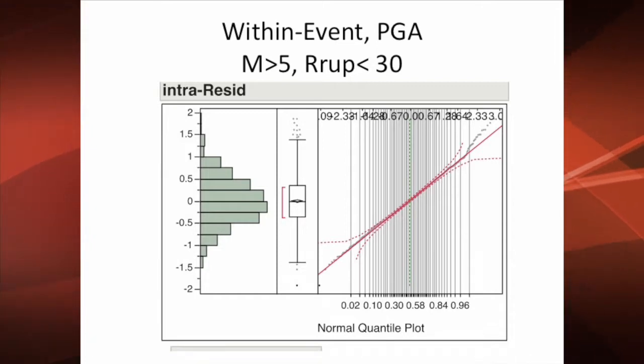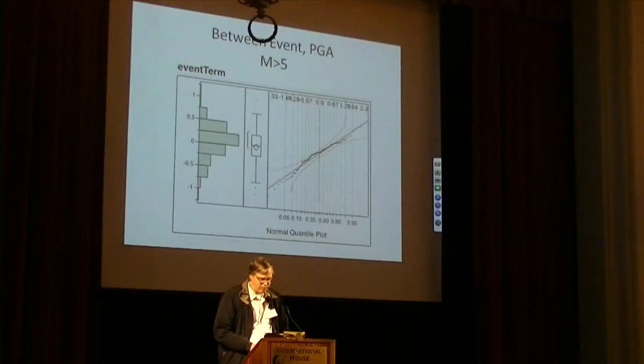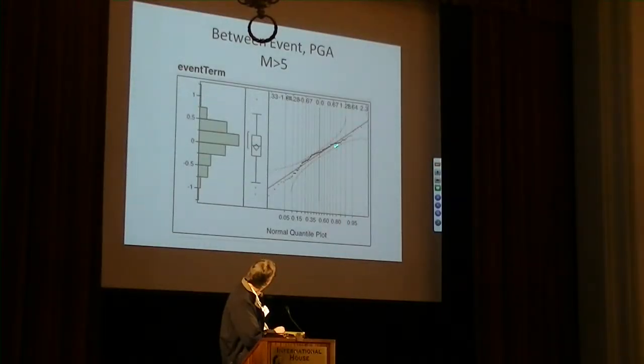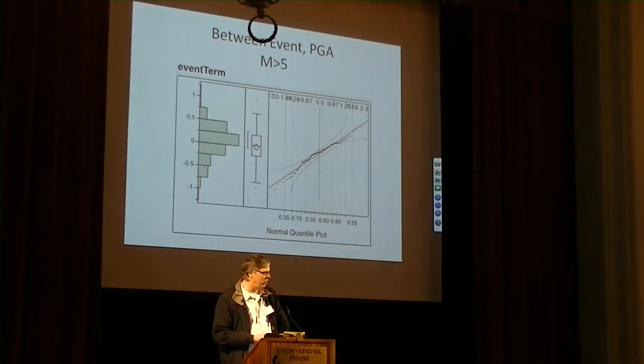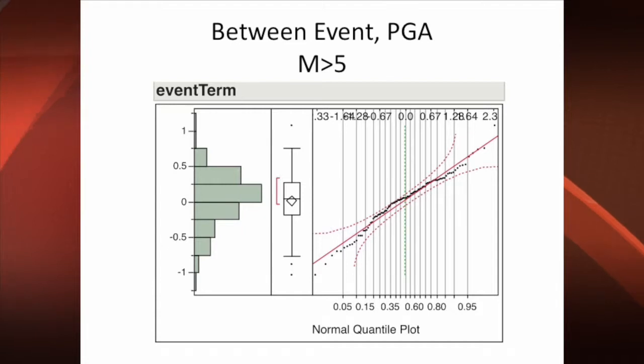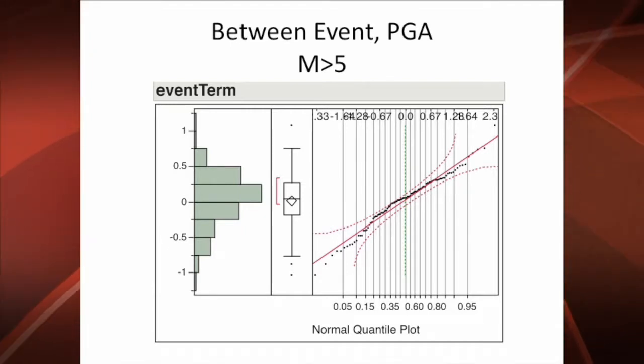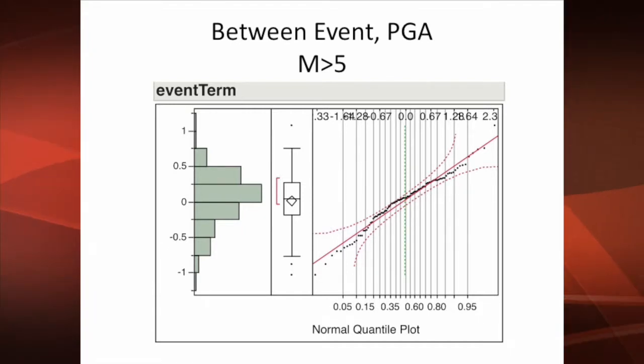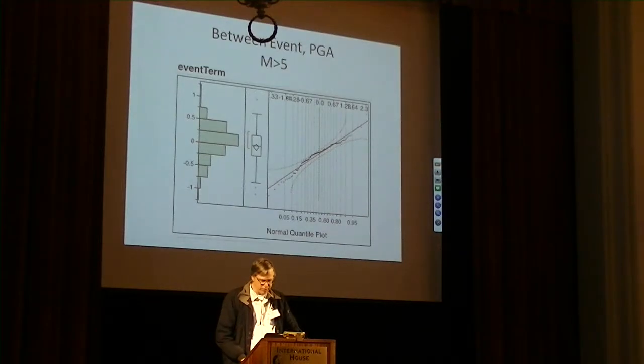Okay. So the implication here, and this is now the between event part, so this goes into the tau term. We now have 1 point for every earthquake, so there are a lot fewer data points than when you have 1 point for each recording. And we see no deviation from log normal here in our event terms.